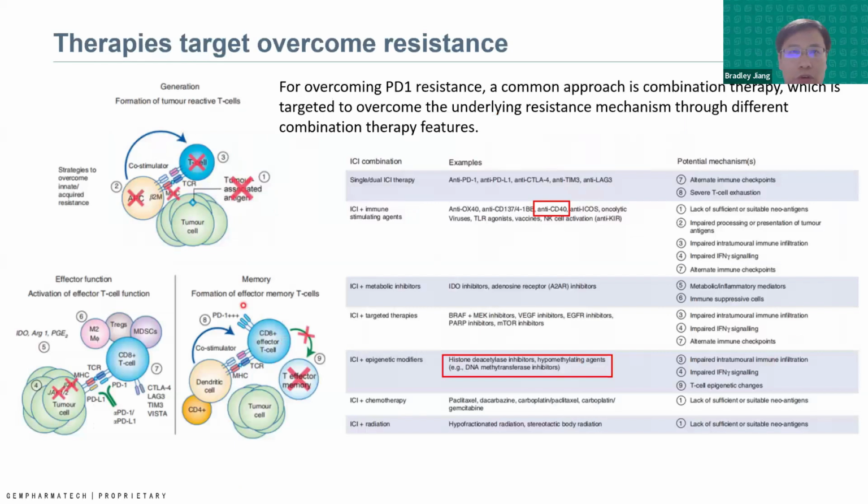For overcoming PD-1 resistance, a common approach is combination therapy, which targets the underlying resistance mechanism through different combination therapy features. Next, I will share two case studies using these resistance models for overcoming PD-1 resistance.